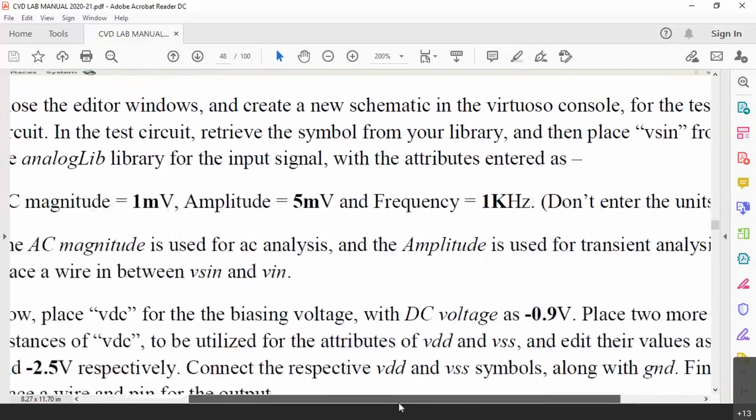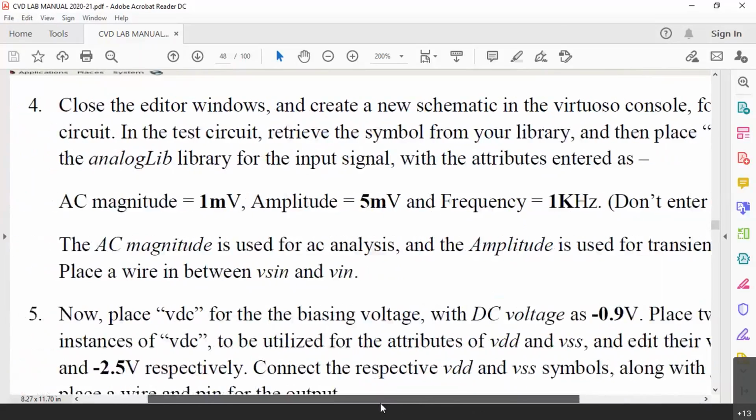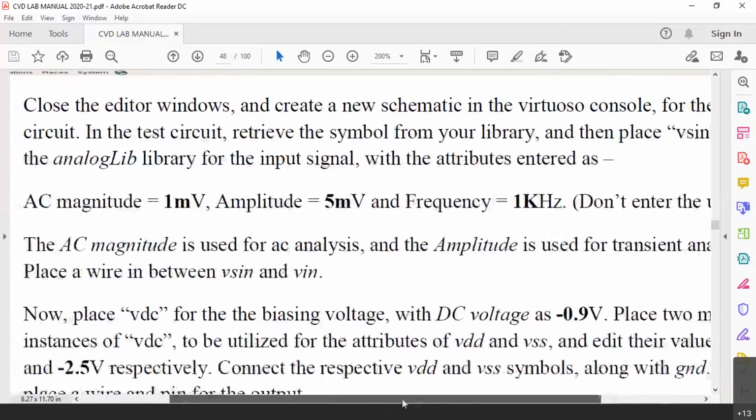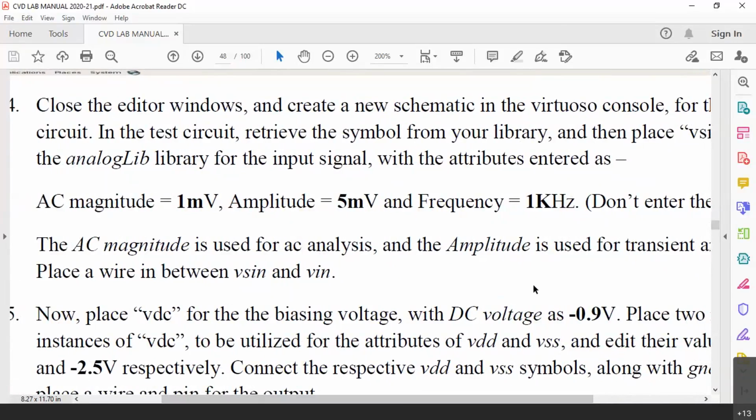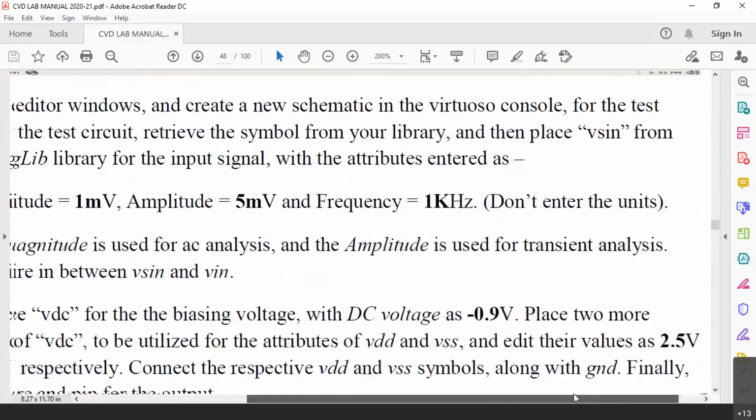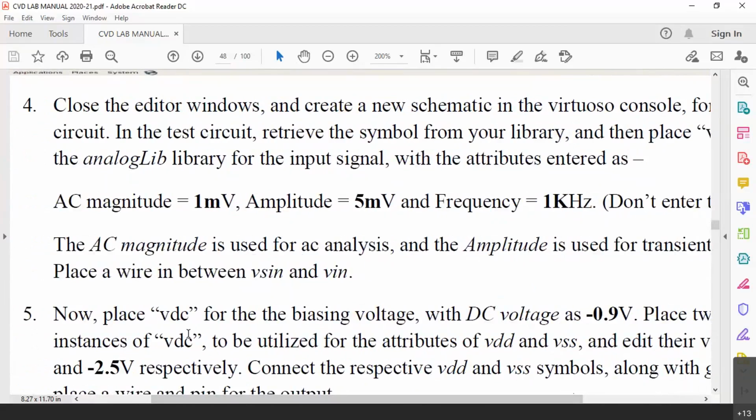Now, for the V bias, keep the DC voltage as minus 0.9 volts. Now, why minus 0.9 volts? That I cannot discuss now because there is a lengthy theoretical discussion. You are going to learn about it only in the next semester. You already know that the gate to source voltage is going to control the conduction of the transistor. Now, VDD and VSS are 2.5 volts and minus 2.5 volts respectively, which you can set by selecting an instance called VDC from the analog library.